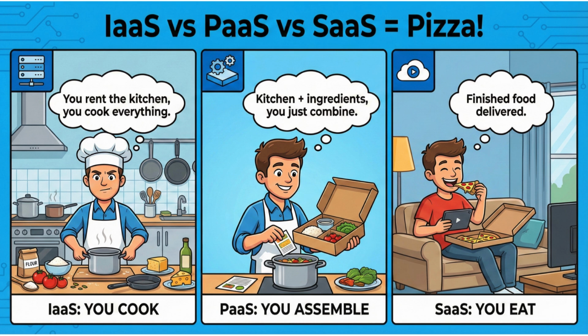So remember it like this. IaaS equals you rent the kitchen, you cook everything. PaaS equals you get the kitchen and ingredients, you just combine them. SaaS equals someone delivers finished food to your door.